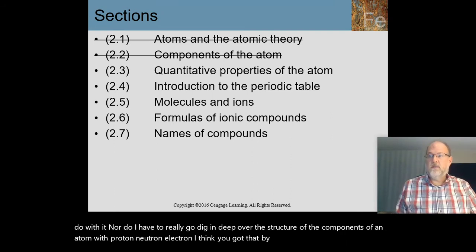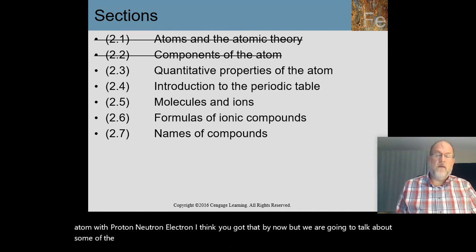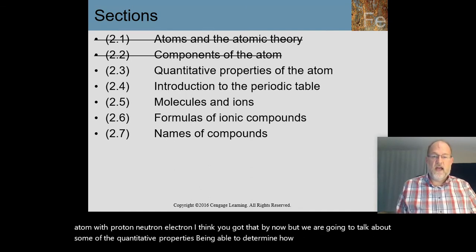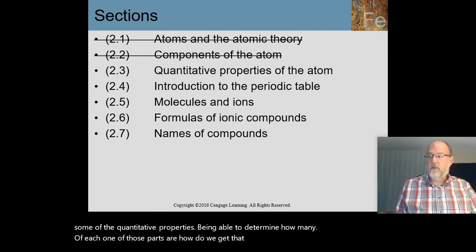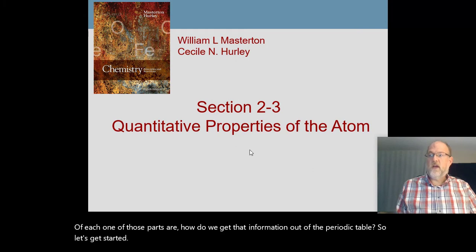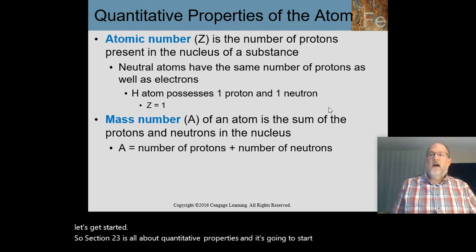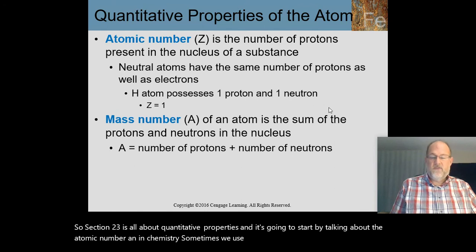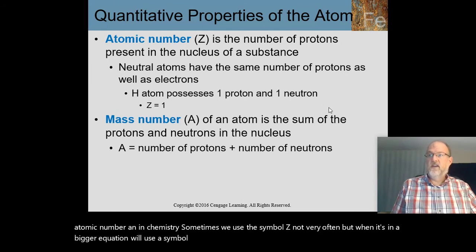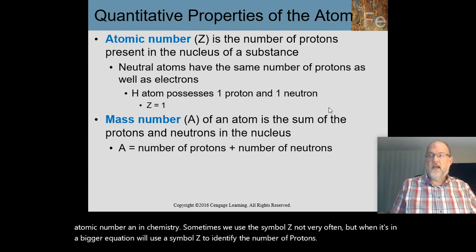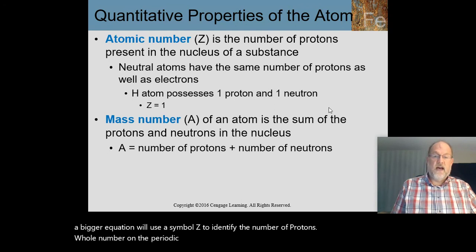But we are going to talk about some of the quantitative properties, being able to determine how many of each one of those parts there are and how to get that information out of the periodic table. So let's get started. Section 2.3 is all about quantitative properties. It's going to start by talking about the atomic number. In chemistry, sometimes we use the symbol Z. Not very often, but when it's in a bigger equation, they'll use a symbol Z to identify the number of protons. The whole number on the periodic table represents the atomic number.